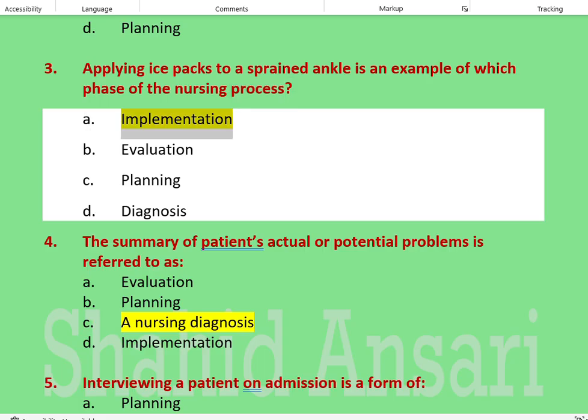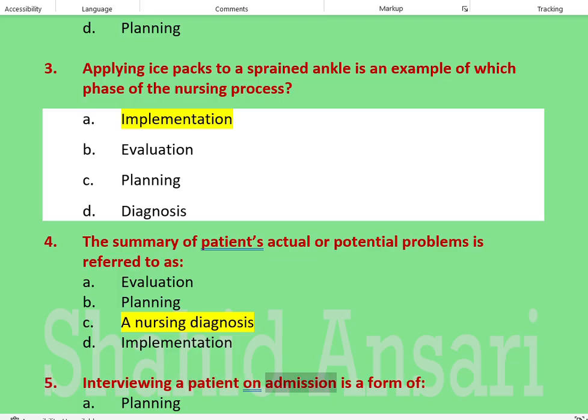3. Applying ice packs to a sprained ankle is an example of which phase of the nursing process? A. Implementation. B. Evaluation. C. Planning. D. Diagnosis. 4. The summary of patients' actual or potential problems is referred to as A. Evaluation, B. Planning, C. Nursing diagnosis, D. Implementation.